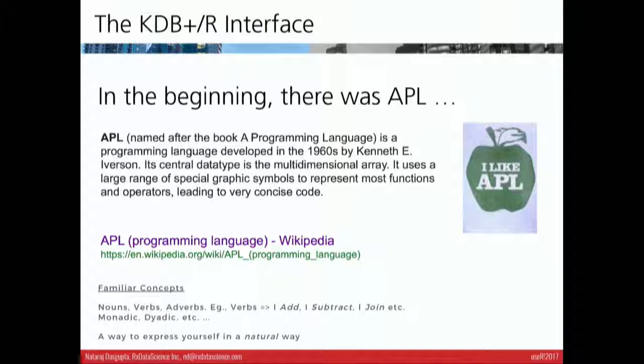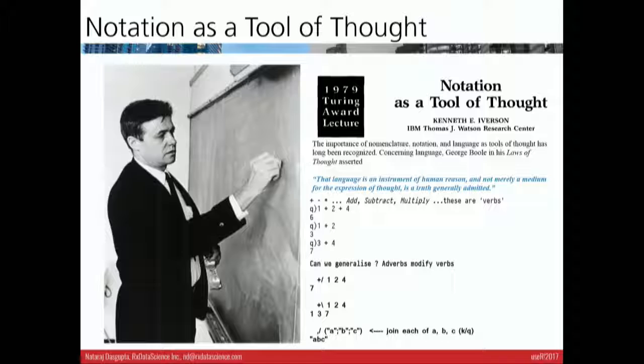APL is A Programming Language, which came out in the 60s. It's a vector-oriented language. And it has some very subtle nuances that I can't get into, but basically it's a way of expressing yourself through language in a natural way, a logical way of thinking. Ken Iverson, who was at IBM and taught at Harvard, won the Turing Award for it in 1979. This sums it up: that language is an instrument of human reason, and not merely a medium for the expression of thought, is a truth generally admitted.